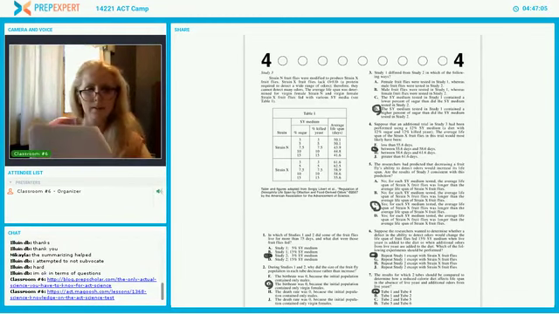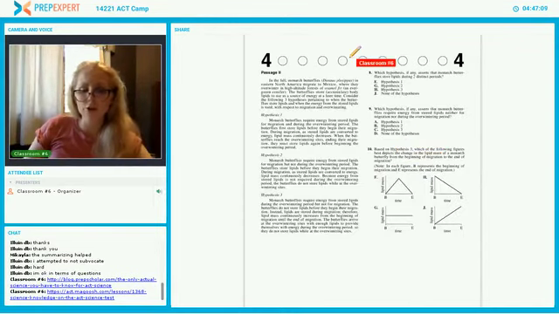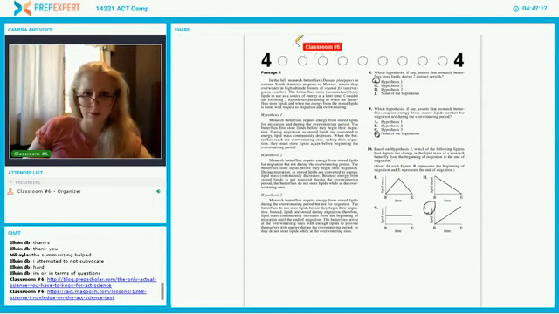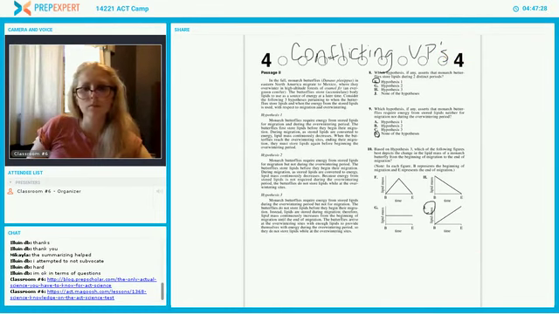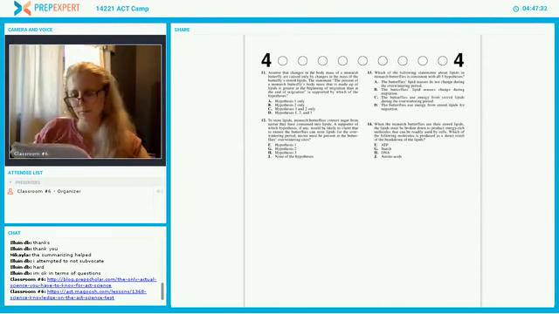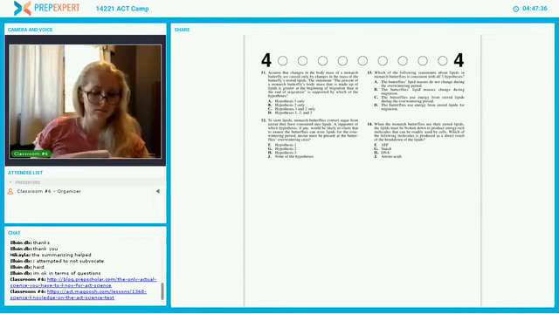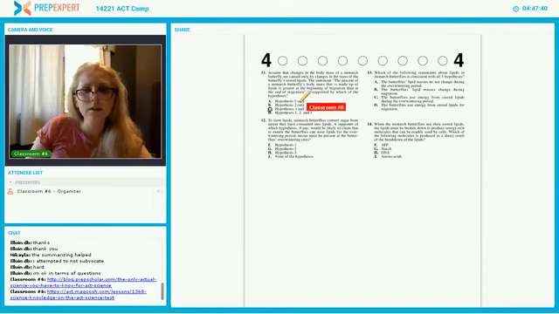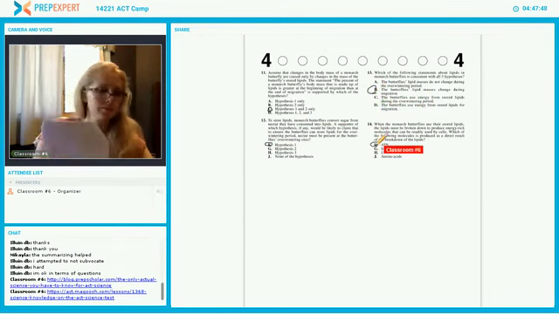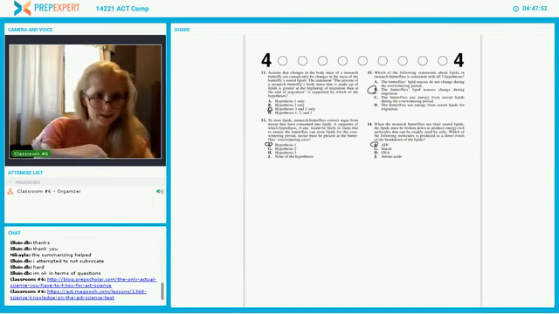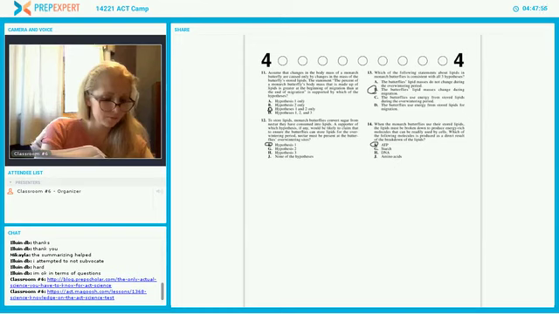All right. Passage 2, number 8 was F. Number 9 was D. 10 was J. And by the way, this was the conflicting viewpoints. So this is the one you should have treated slightly differently. 11 was C. 12 was F. 13 was B. And 14 was F. All right, so conflicting viewpoints. Questions on this one?